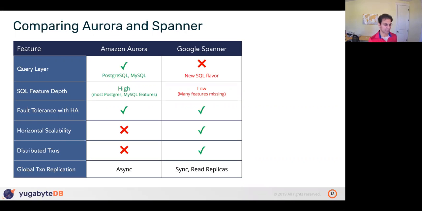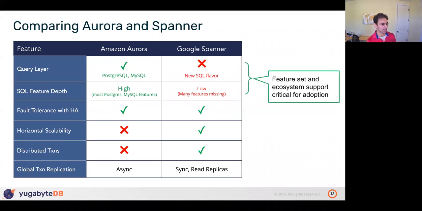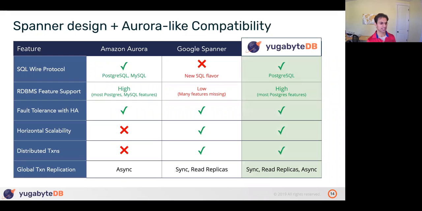And distributed transactions and synchronously stretched clusters across different regions, Spanner can do. Aurora does asynchronous replication, which is not to be underestimated, right? It's really useful in its own way. So with Yugabyte, we said that the top 2, the query layer and the feature depth, are extremely important for ecosystem support and adoption. And the rest of it is something we want to retain.